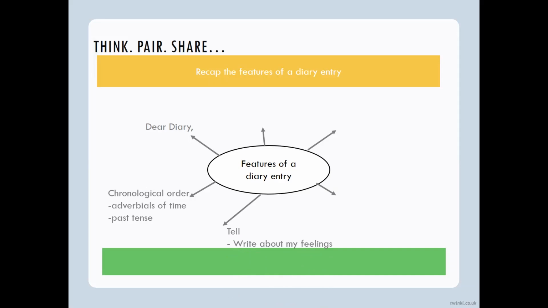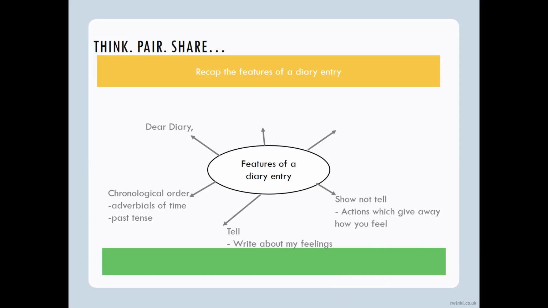Tell. So I explicitly talk about my feelings. Thinking back to a lesson earlier this week when we drew our pictures of Hogarth and we jotted down ideas about how he might be feeling. Maybe he was feeling anxious. Maybe he was feeling guilty. He might have even felt ashamed of his actions.